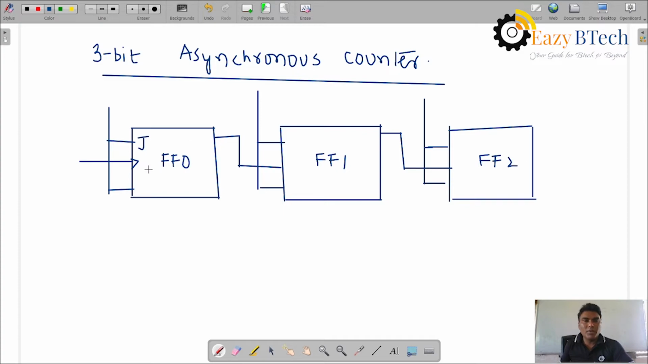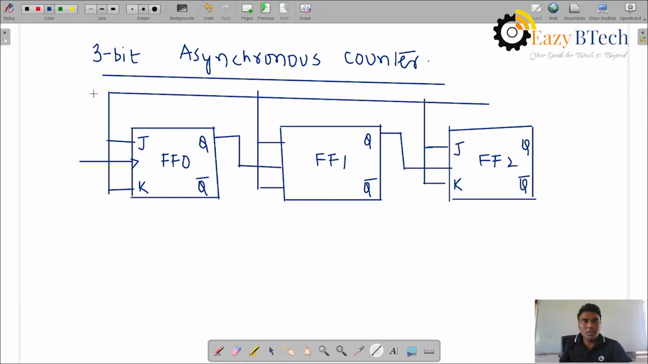It is a JK flip flop, with Q and Q complement. The inputs are connected to the high path. The high path is connected here, which is logic 1 or 5 volts.